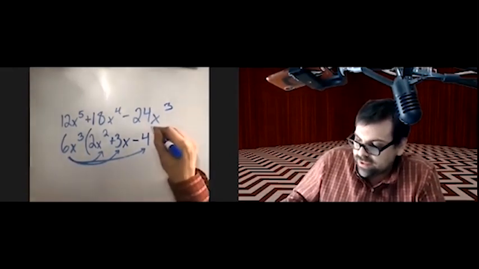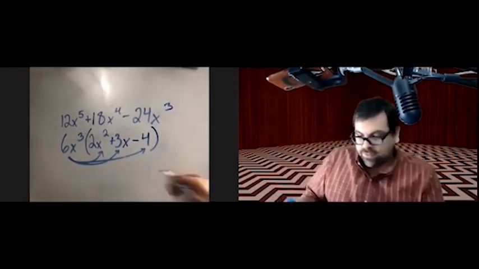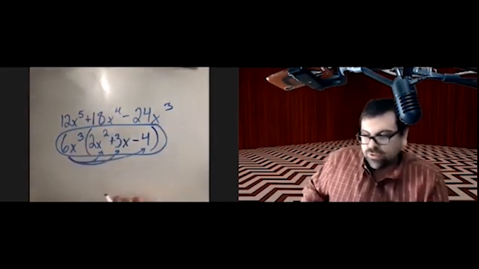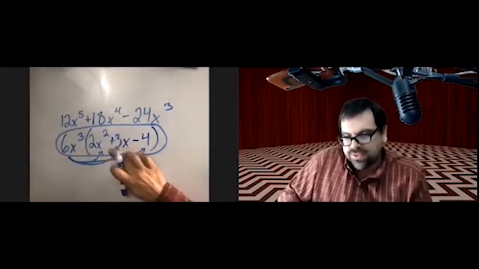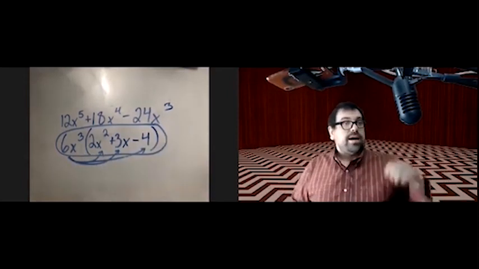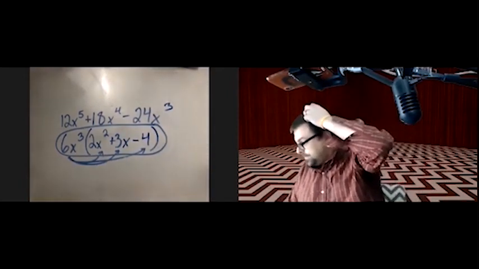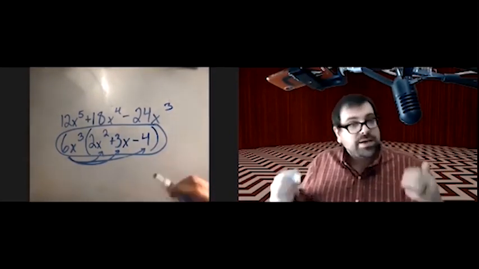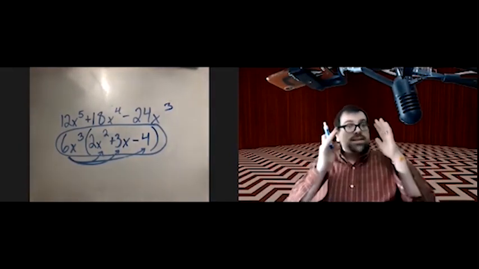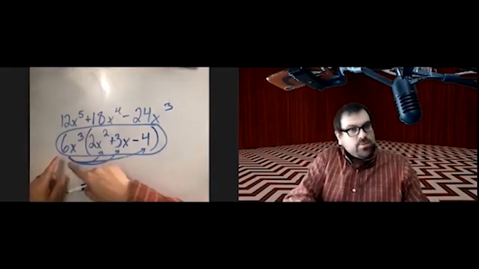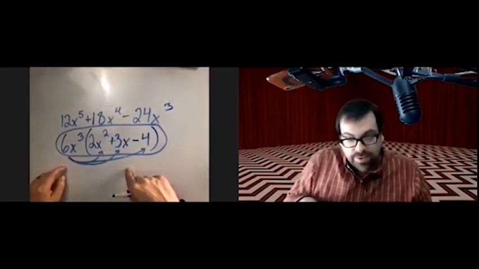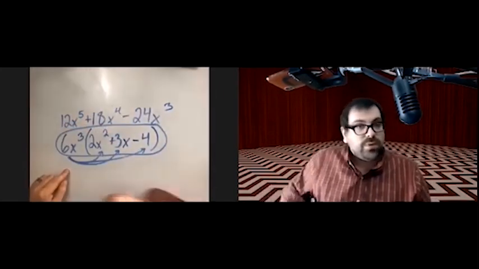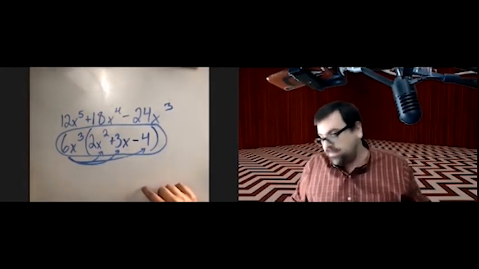So let me bring that parenthesis in a little bit. And that is what we get when we factor out the greatest common factor: 6x cubed times the trinomial, 2x squared plus 3x minus 4. We can always check our work when we factor, because factoring is the reverse process of multiplication. That's why it was distributive property in reverse. If we multiply our factored form, we should get what we started with. And we do.